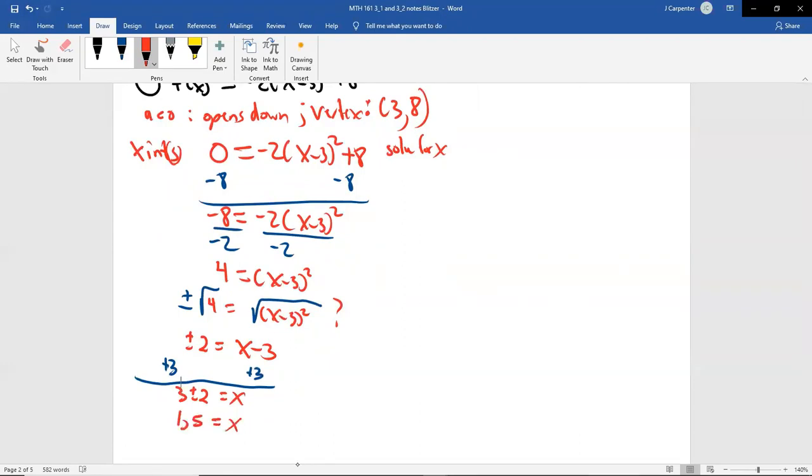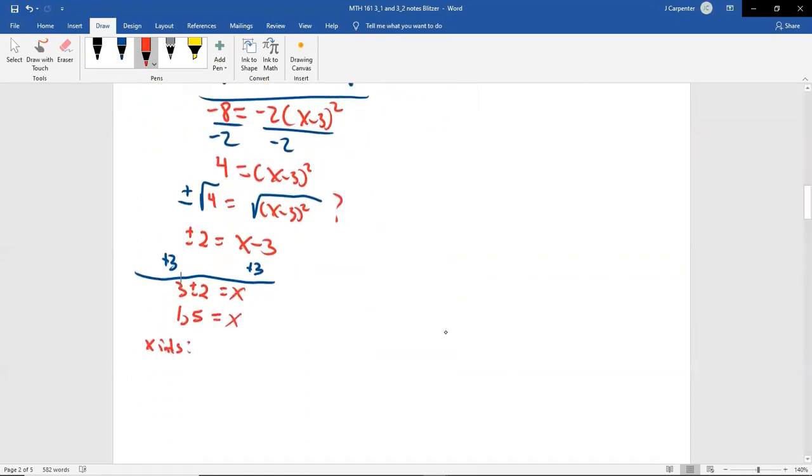And if you think this is the answer, you are wrong. You need to make these coordinates. So our x-intercepts, it's not 1, 5. It's 1, 0 and 5, 0. Because intercepts always have a 0 coordinate and the 0 is always opposite the name.